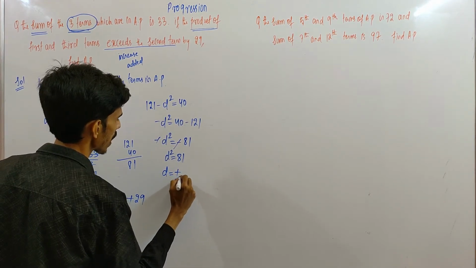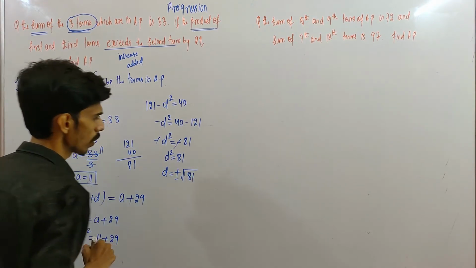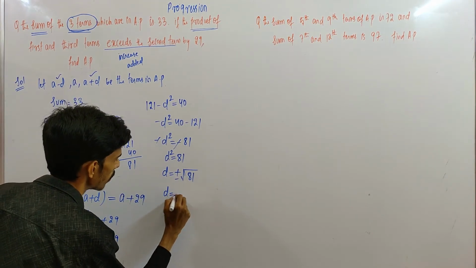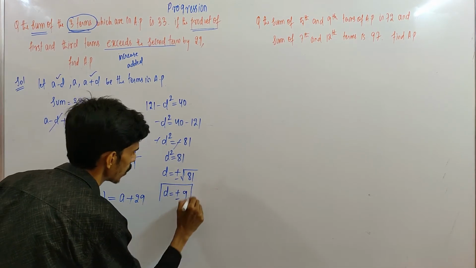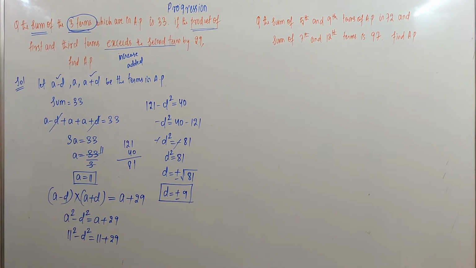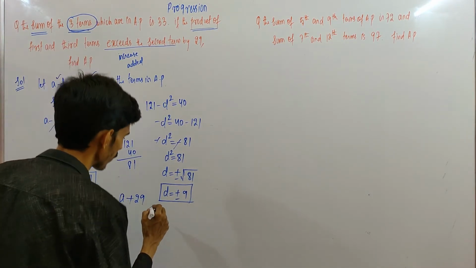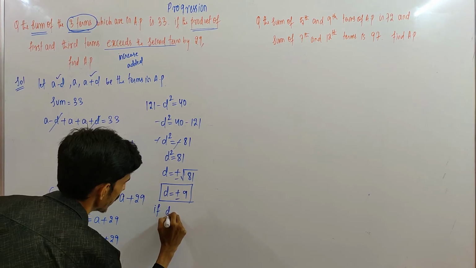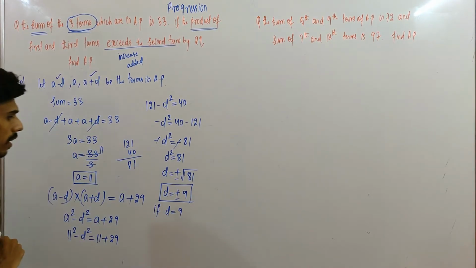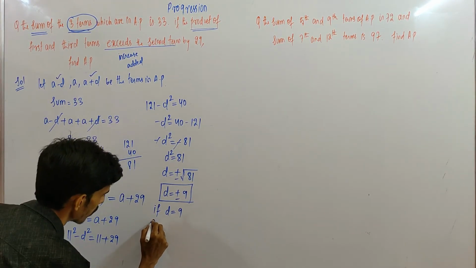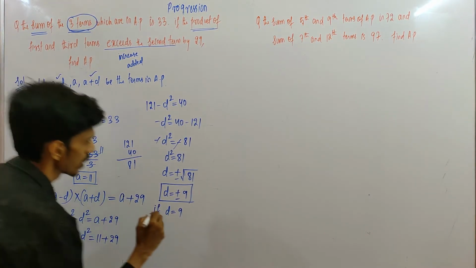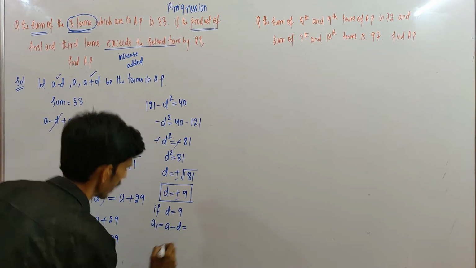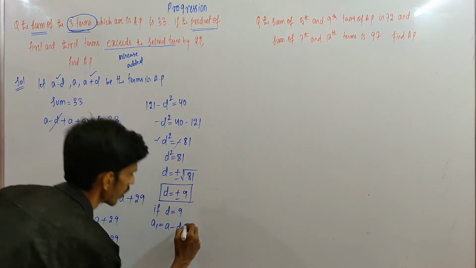The d value will be plus or minus root over 81, so d will be plus or minus 9. We have two values for the common difference, d equal to plus 9 and d equal to minus 9. Let us take d value as plus 9. Then the first term a1 is a minus d, where a is 11.